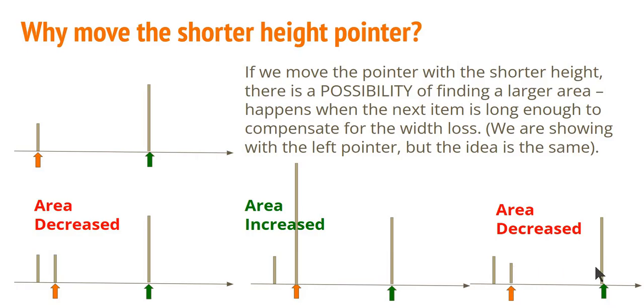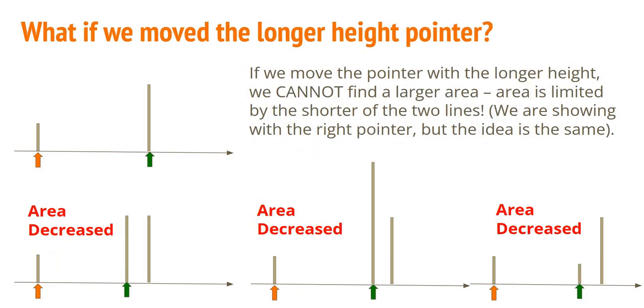Think about it. The point I'm trying to make is that when I move my shorter height pointer inwards, there is a possibility, there's no guarantee, but there's a possibility that the area might increase. On the other hand, if I were to take my taller pointer, the pointer pointing to the taller or longer line, and move that inside, I am guaranteed to only decrease the area.